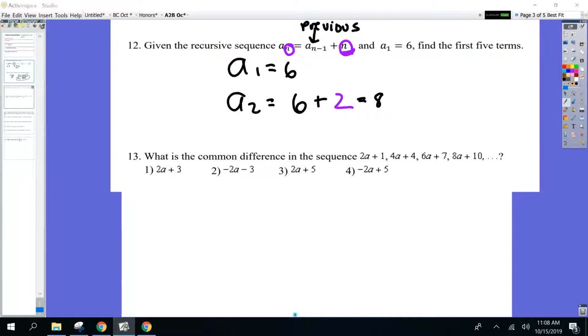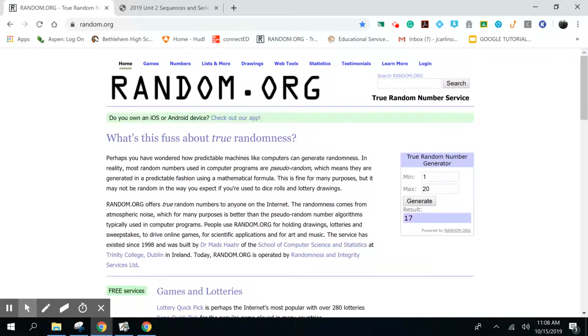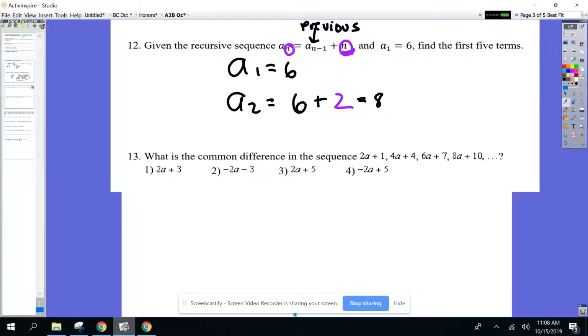Need somebody new. How about a 16? Okay, ready? Third term. So it says previous. Go ahead, Marissa. 8 plus, those n's match. 3. 11.